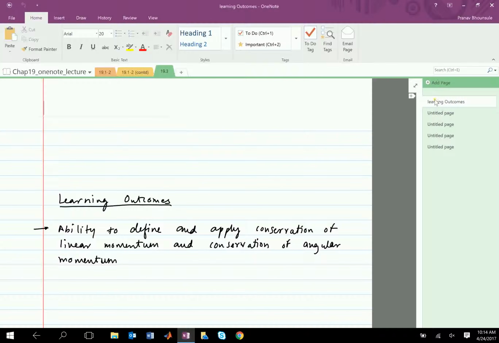Objectives of today's class are the application of conservation of linear momentum and angular momentum for a rigid body.